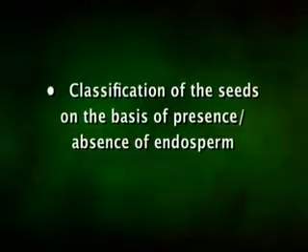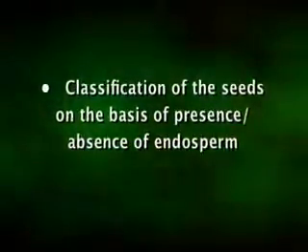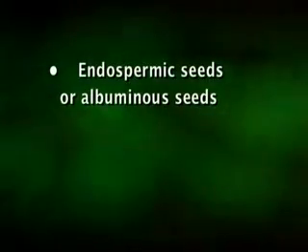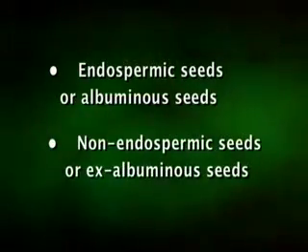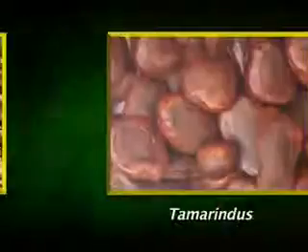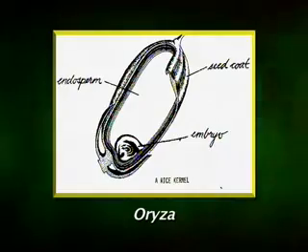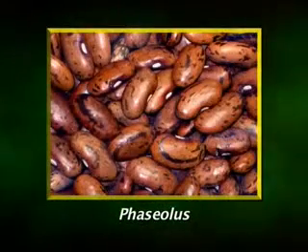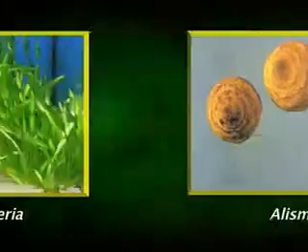Now the classification of seeds on the basis of presence or absence of endosperm. Seeds are categorized into two types on this basis. These are endospermic seeds, also known as albuminous seeds, and non-endospermic seeds, also known as exalbuminous seeds. Endospermic or albuminous seeds retain endosperm even after maturity. Examples include Ricinus, Tamarindus, Zea, and Oryza. In non-endospermic or exalbuminous seeds, endosperm is not retained after maturity, as all of it is consumed during the development of seeds. Examples include Phaseolus, Cicer, Vallisneria, and Elodea.